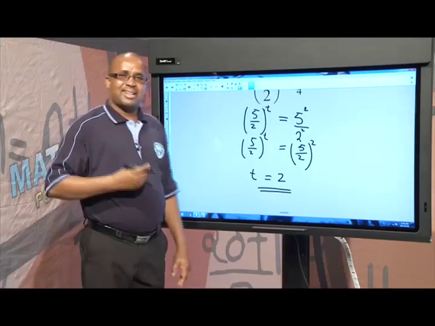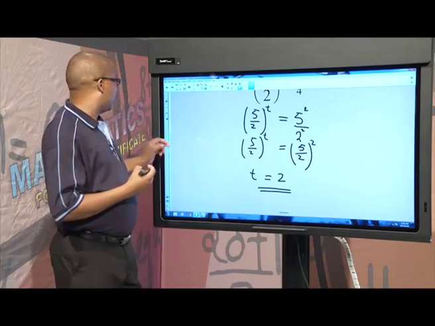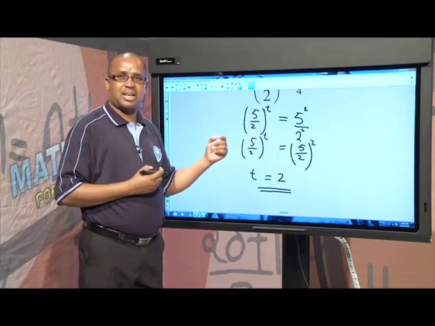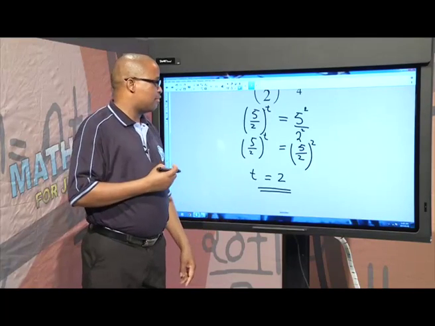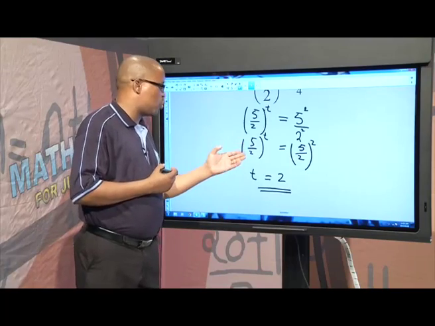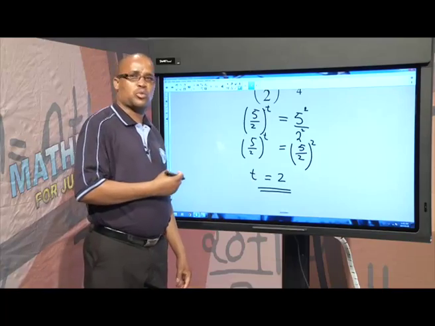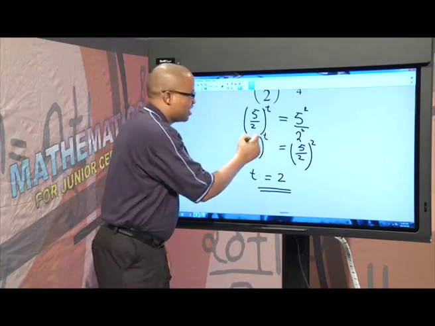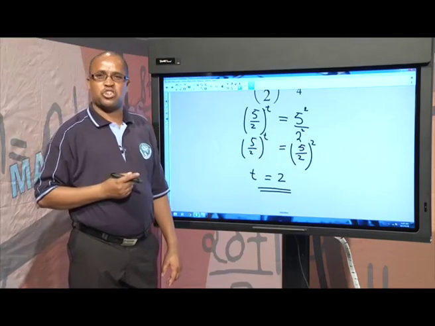Remember, the idea behind solving exponential equations is to make sure that the bases on either side of the equal sign are the same. That's how you solve exponential equations. Then from there, you'll compare the powers. Here, 5 over 2 is the same as 5 over 2. Therefore, t is equal to 2. The power on this side will be equal to the power on the other side. That's how we solve exponential equations.